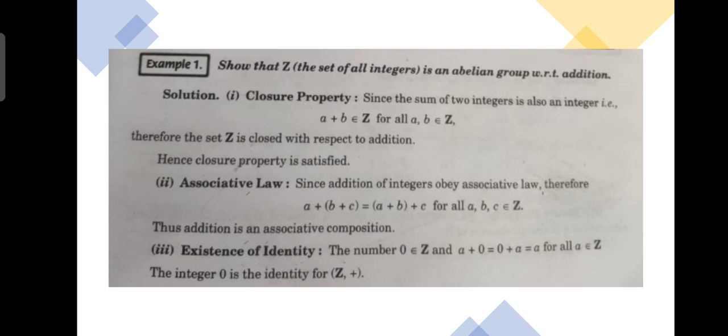Third is existence of identity. We need to find a number such that if we add that number to any integer value, then it will give our integer value only. So 0 is the number in the set of integers such that if we add 0 to any a, where a belongs to Z, that is the set of integers, then our result will be a. So for this set of integers with respect to addition, our identity will be 0, which exists in our group, that is Z.